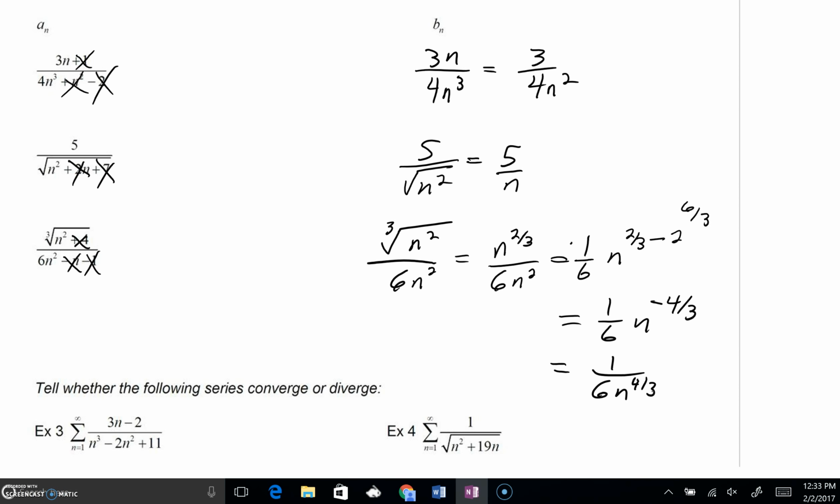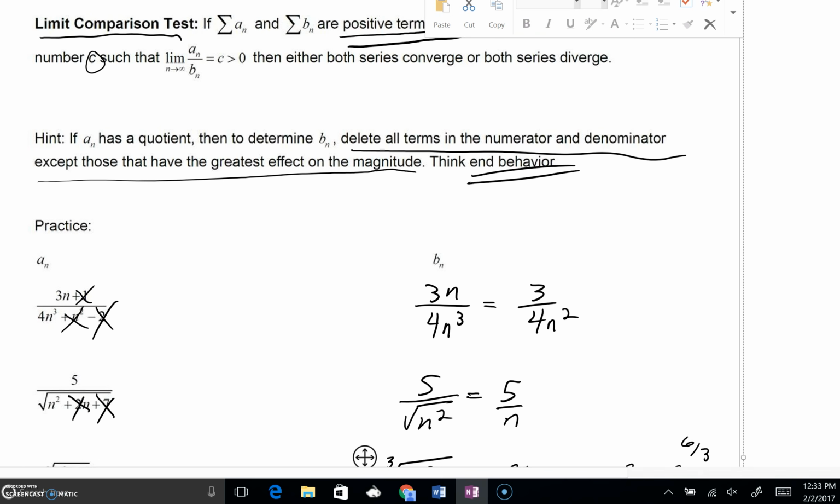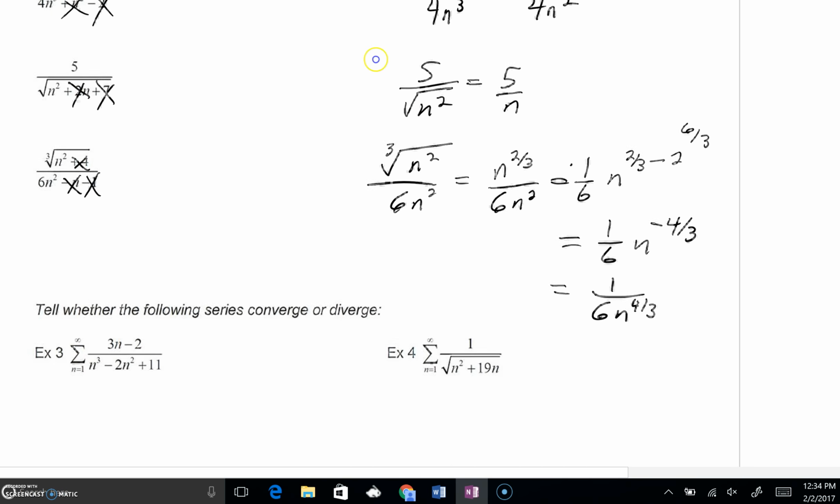Again, the ultimate goal is, once you get your new series, you'll set up a ratio: take the original problem divided by the b sub n, and take that limit as n goes to infinity. If, and it's a big if, you arrive at a positive real number, you can say that the series behaved the same. If you go to infinity, that doesn't count. If you go to 0, that doesn't count, of course. You need a positive real number to be able to say anything here.